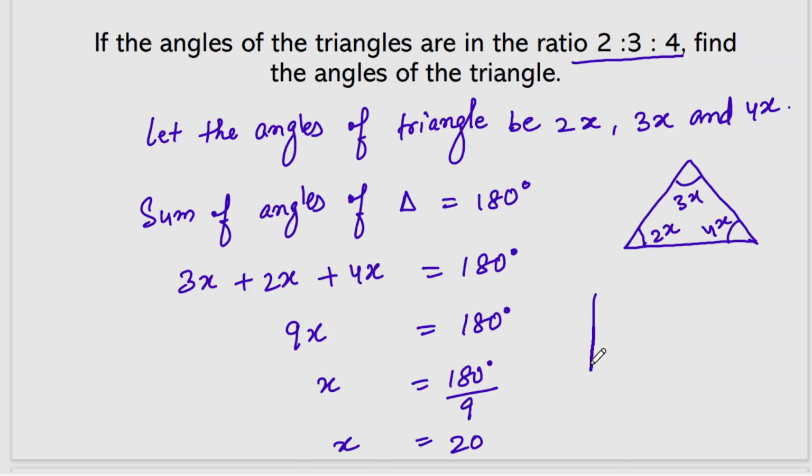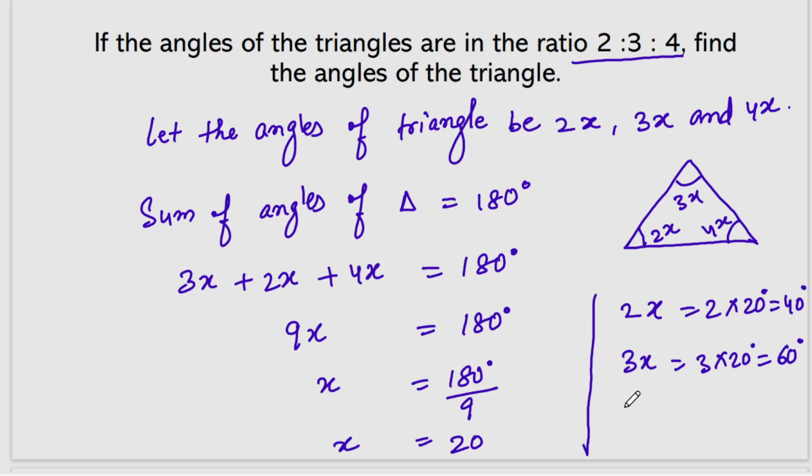Now, what were our angles? First angle was our 2x. So 2 into 20, that is 40 degree. Second was 3x, that is 3 into 20, that is 60 degree. And the last angle was 4x, 4 into 20, that is 80 degree. So we have got all the three angles of our triangle. Okay, next.